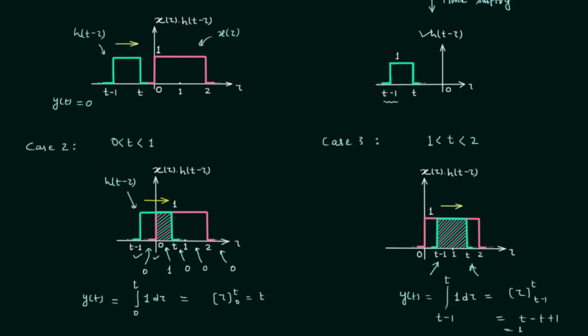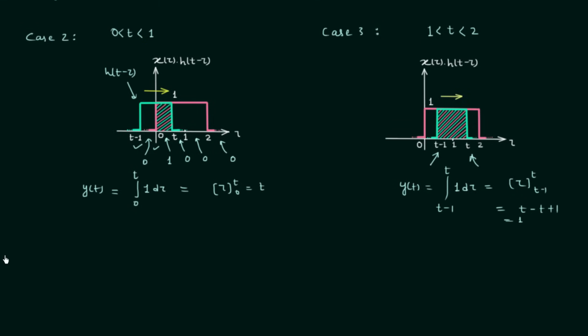Now we will move to our fourth case. In the fourth case, we will move our signal further. We will move it further, and this time t is greater than 2 but less than 3. I will quickly plot the waveform.